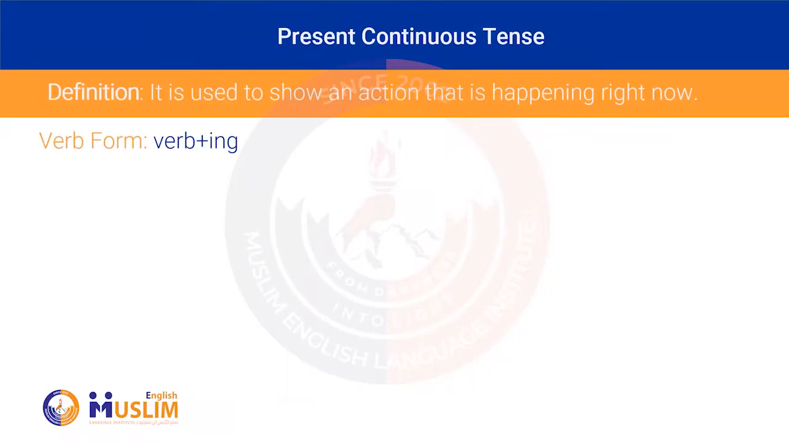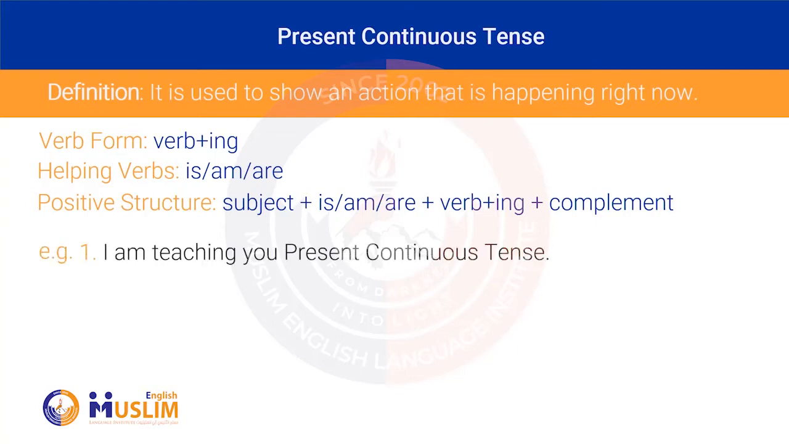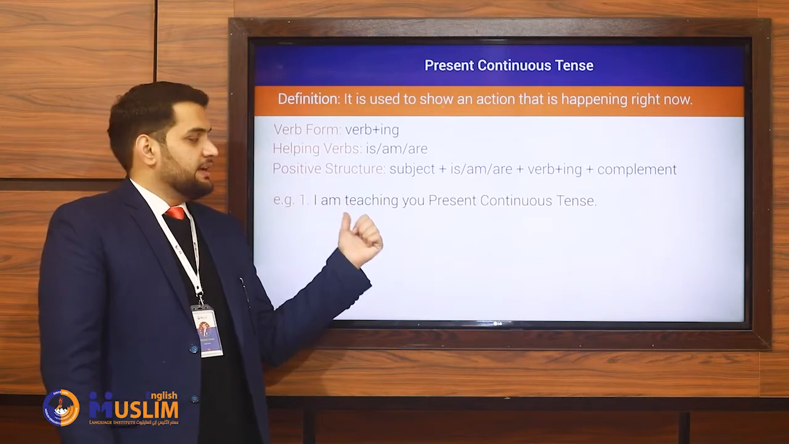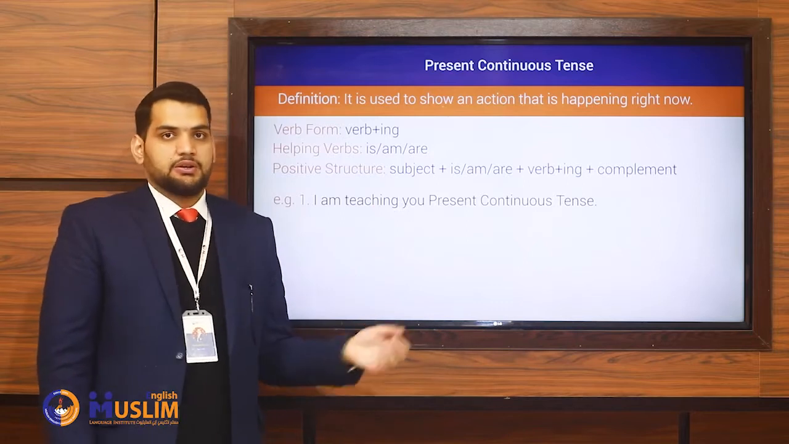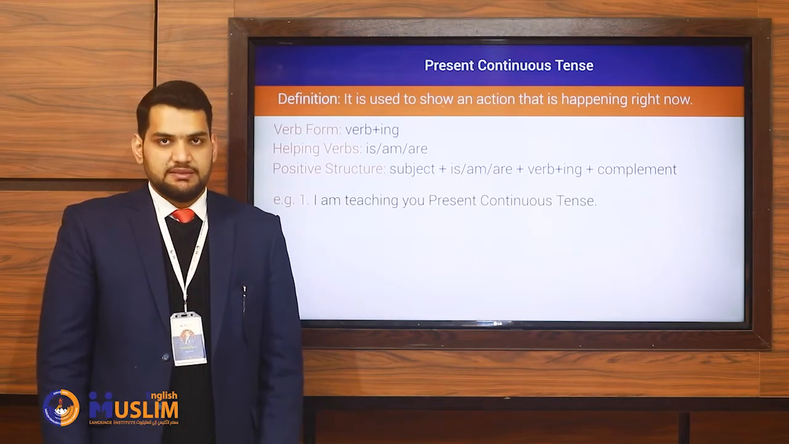So, the verb form that we use in present continuous is ing. And the helping verbs here are is, am, are. The positive structure for present continuous tense is subject plus is, am, are, the helping verbs, verb ing, and the complement. For example, I am teaching you present continuous tense. Now in this sentence, I is the subject. With I, we use am. And then the verb ing is teaching. You cannot say I am teach, that's wrong. You present continuous tense is the rest of the sentence, or you can also call it the complement.